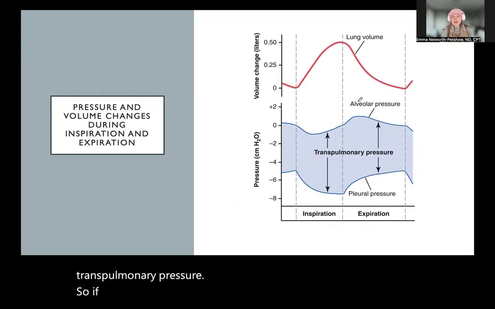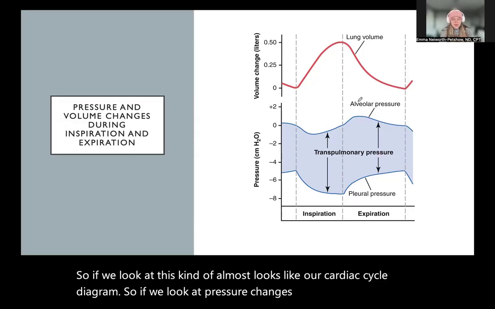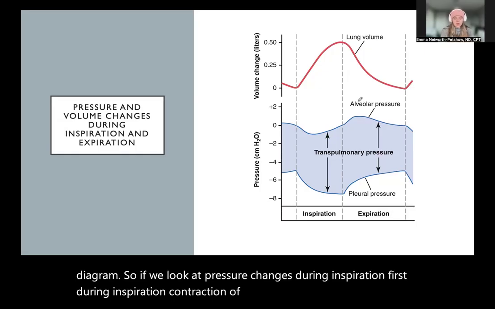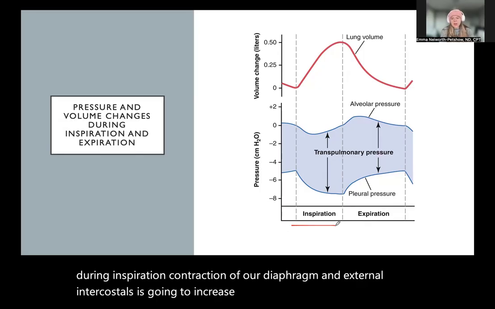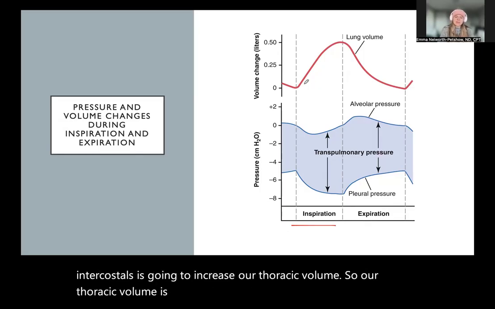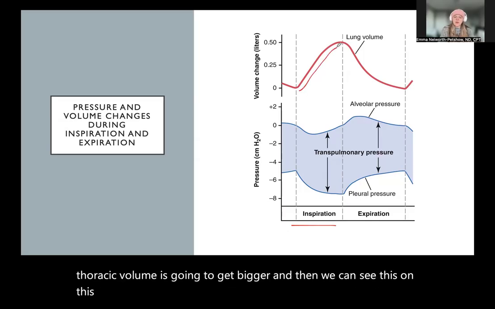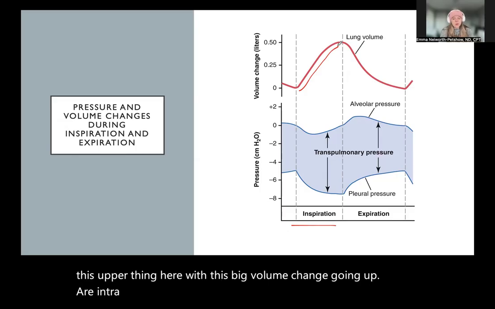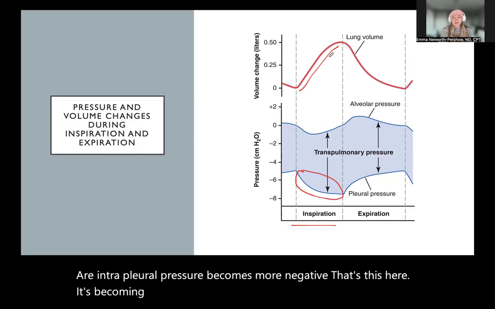This almost looks like our cardiac cycle diagram. If we look at pressure changes during inspiration first, contraction of our diaphragm and external intercostals is going to increase our thoracic volume. So our thoracic volume is going to get bigger, and we can see this in the upper panel with this big volume change going up. Our intrapleural pressure becomes more negative because we have a greater expansion of space occurring.